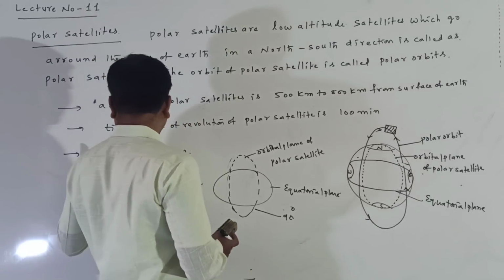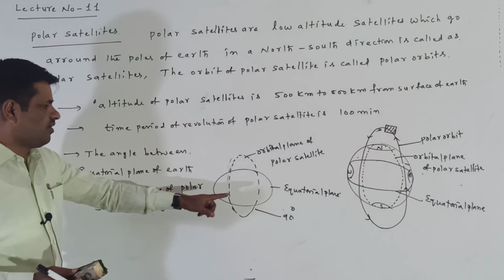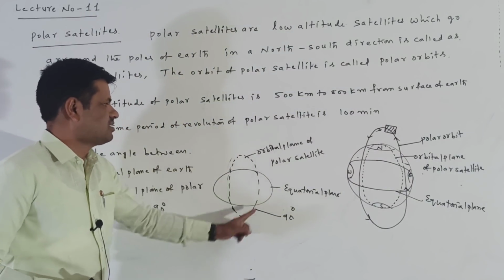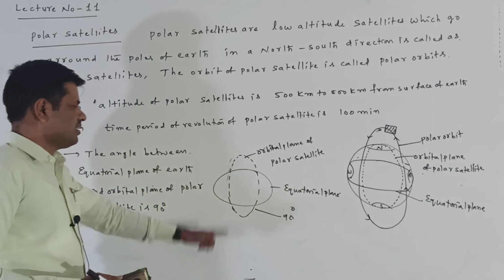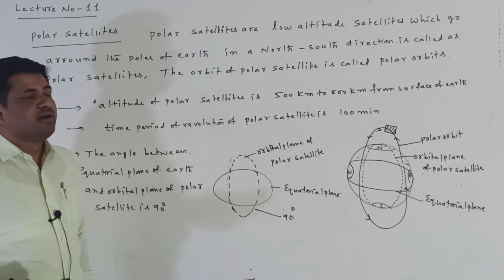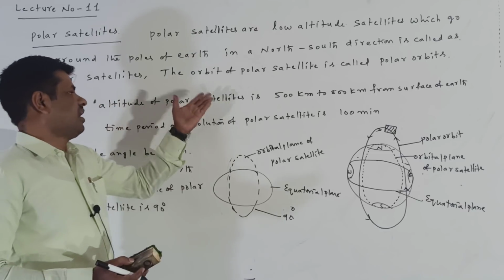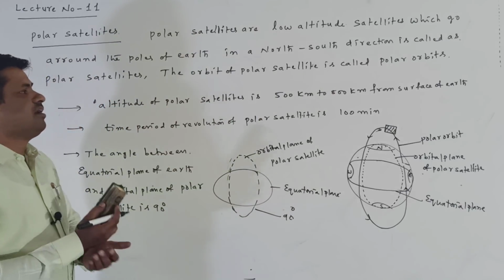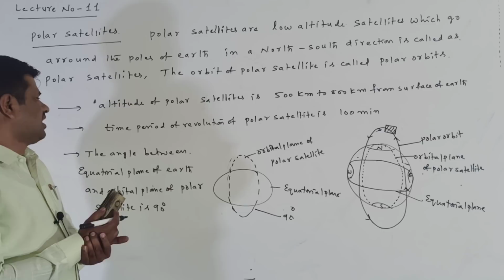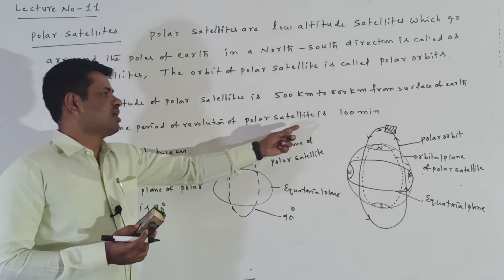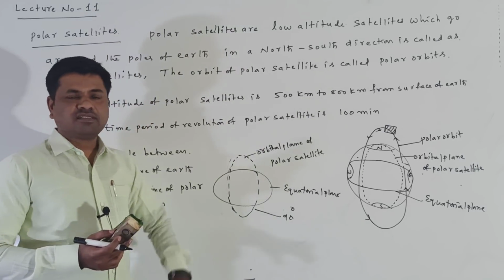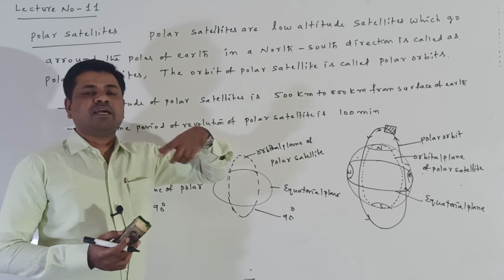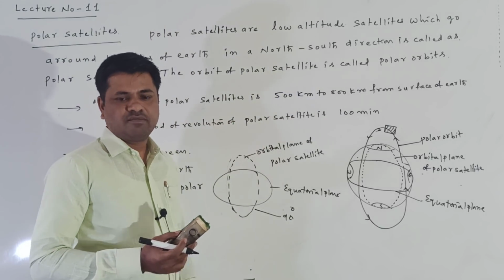This is the angle between the equatorial plane of Earth and the orbital plane of polar satellite. The angle between these two is 90 degrees. Polar satellite altitude, meaning height, is 500 to 800 kilometers from the surface of the Earth. The time period of revolution of polar satellite is only 100 minutes. That's why it crosses any place of the Earth many times.